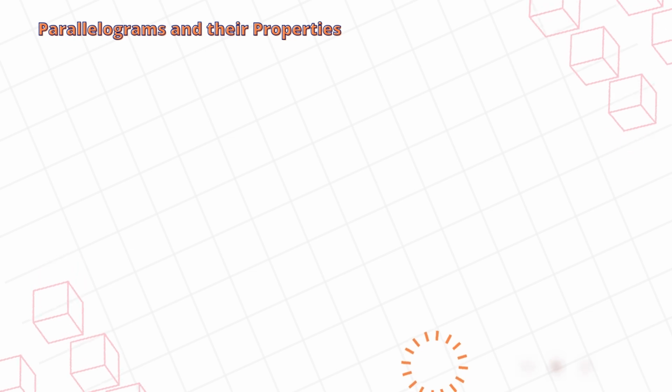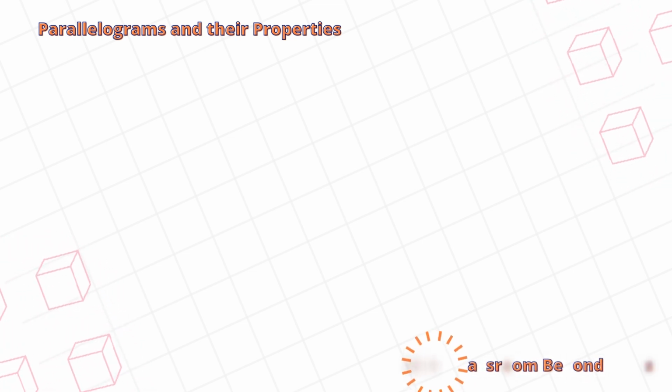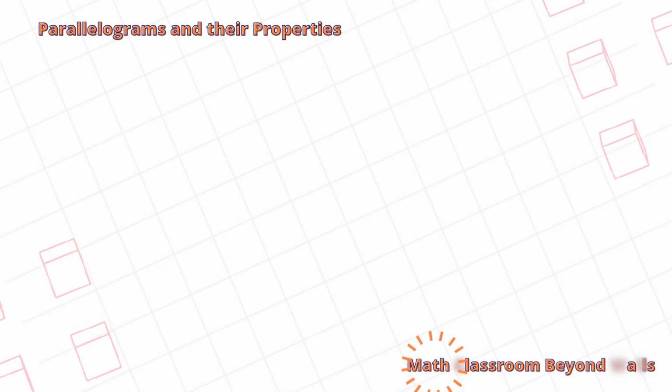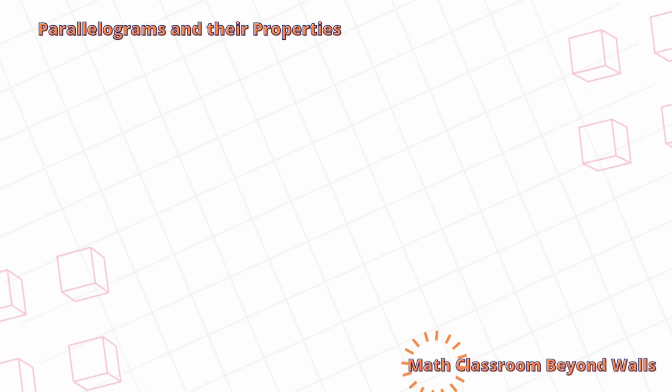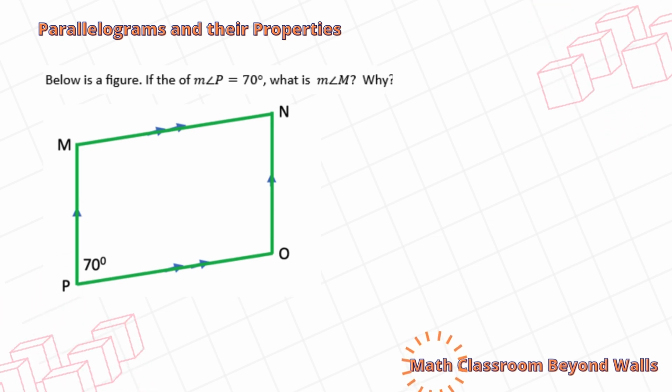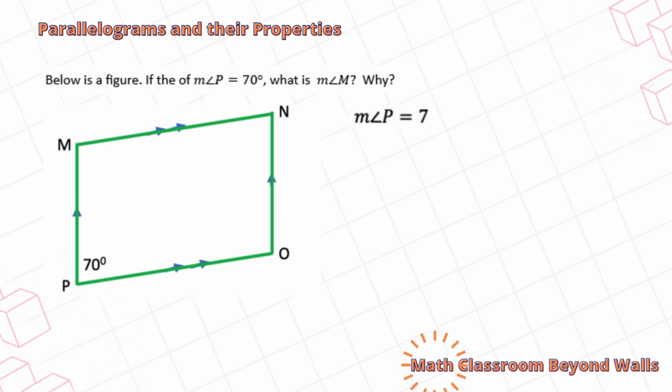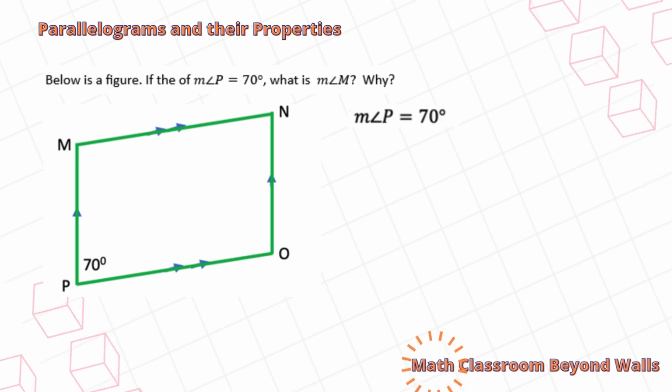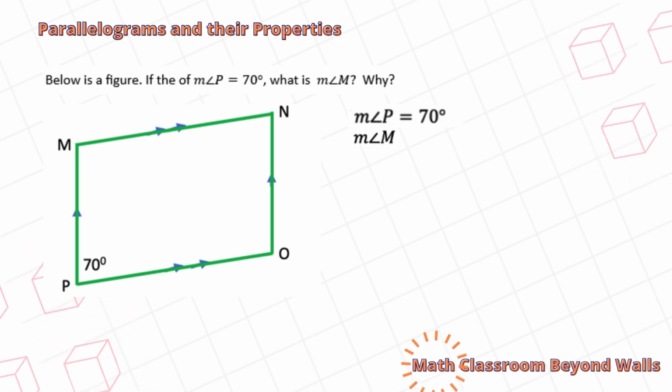Okay, let us look at this other question to check our understanding of the concept before we move on to the special types of parallelogram. Okay, so below is a figure. If the measure of angle P is 70 degrees, what is the measure of angle M and why?